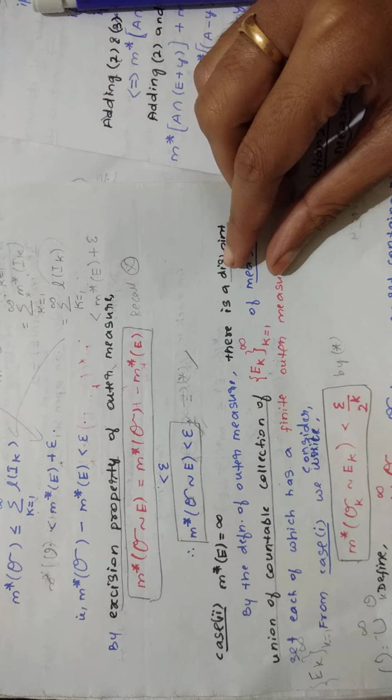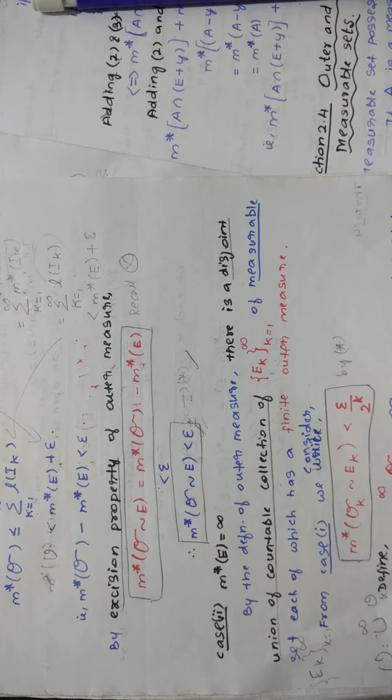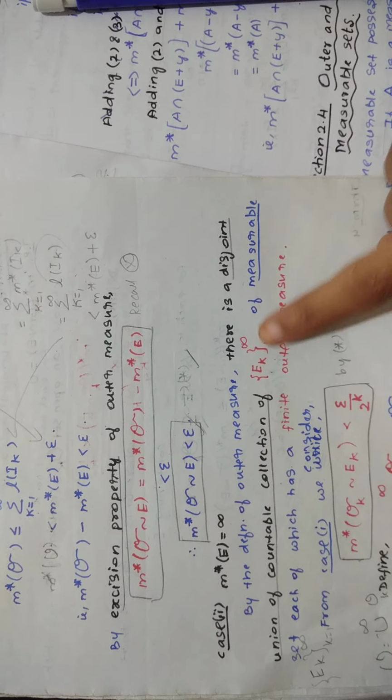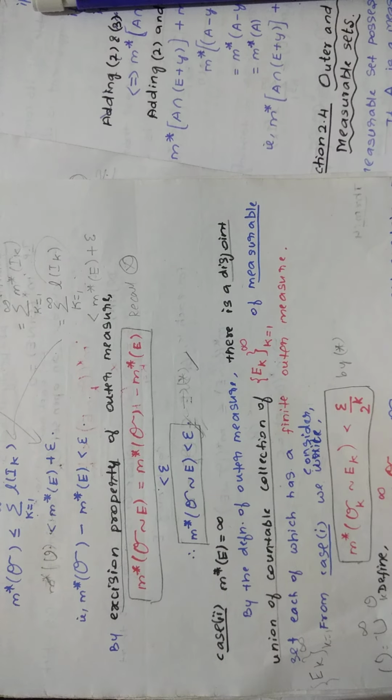How are you writing these 3 lines? You are writing these 3 lines from the definition of outer measure. So by the definition of outer measure, there is a disjoint union of a countable collection of measurable sets, each of which has a finite outer measure. Learn it again and again so that automatically it will be stored in your mind.